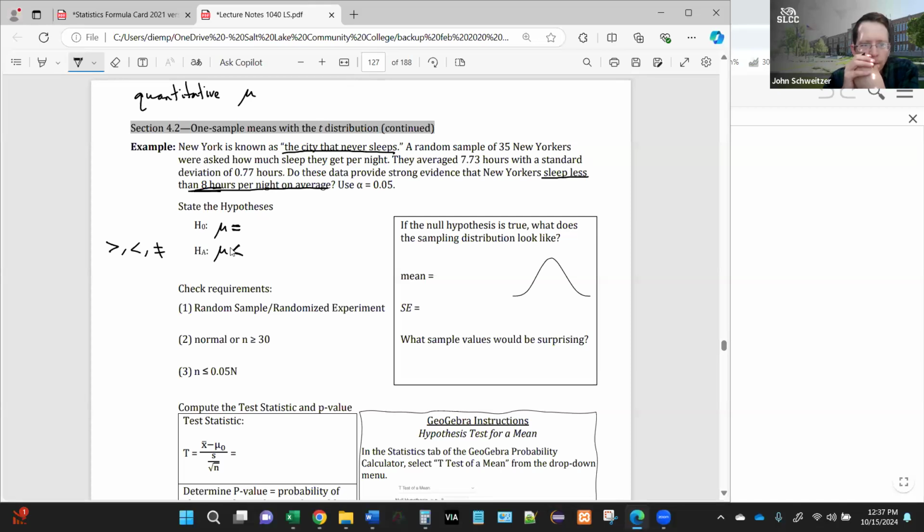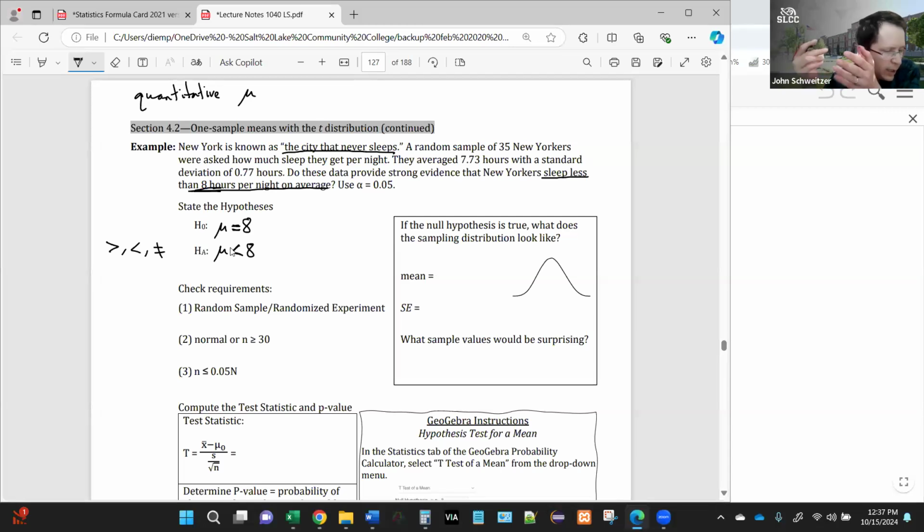Less than what? Well, what would be more interesting? That they get the typical recommended amount, or that they don't? I think it'd be more interesting if they were getting less than 8. So the status quo, boring hypothesis is that they're getting the 8, right? So the null is mu equals 8. The alternative is mu less than 8. Okay, so how do we test it?